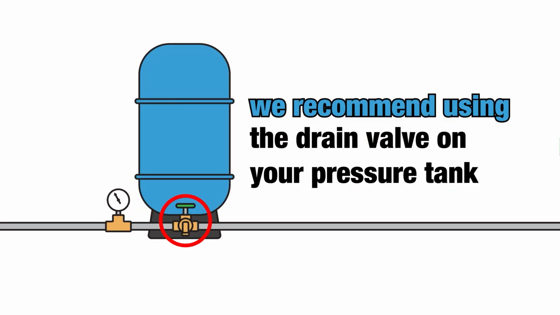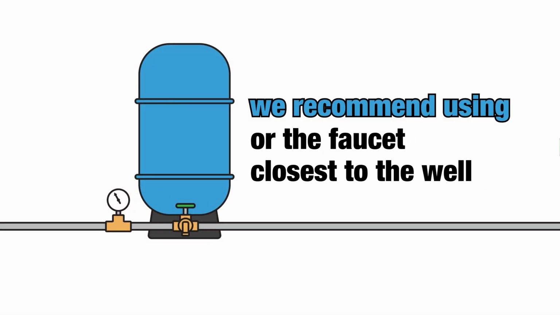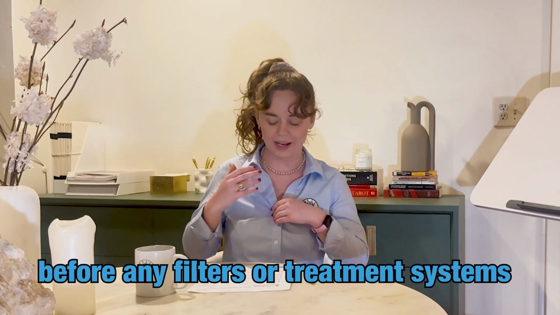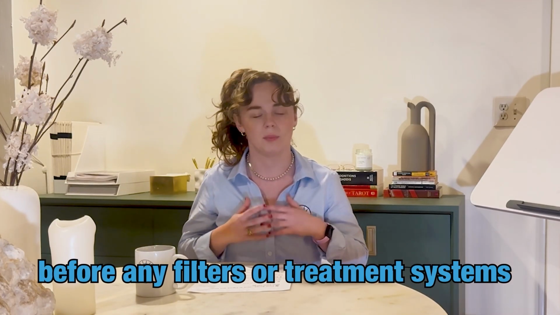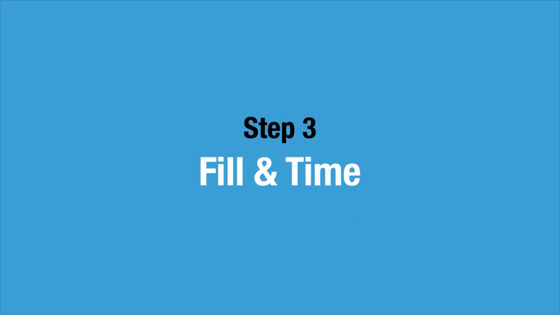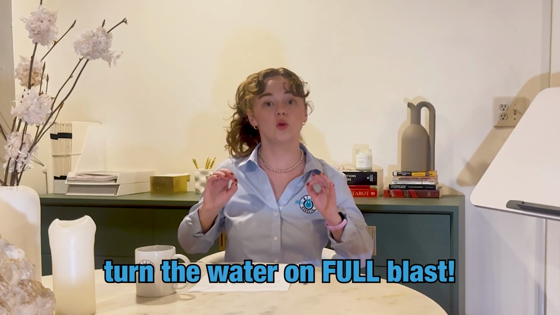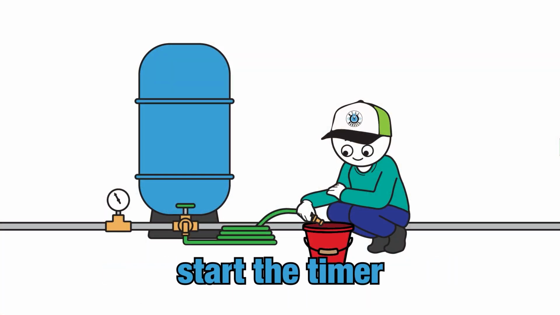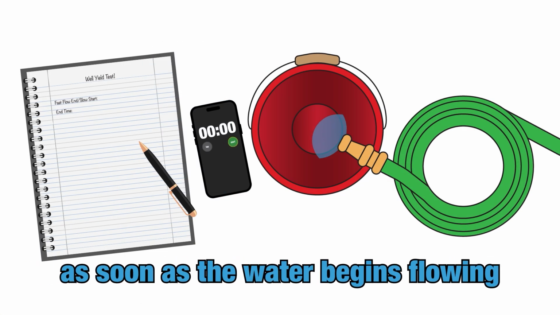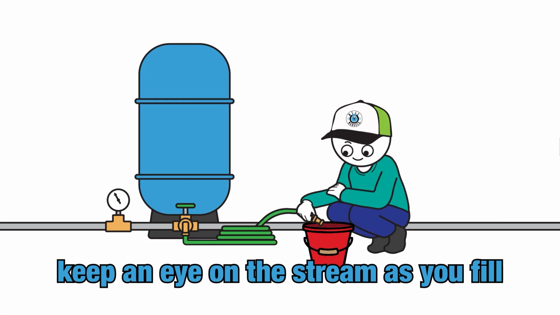For the most accurate reading, we recommend using the drain valve on your pressure tank or the faucet closest to the well. So basically before any filters or treatment systems, because that can really slow down the pressure in the yield. So we're going to turn the water on full blast. We're going to start the timer as soon as the water begins flowing. Keep an eye on the stream as you fill.